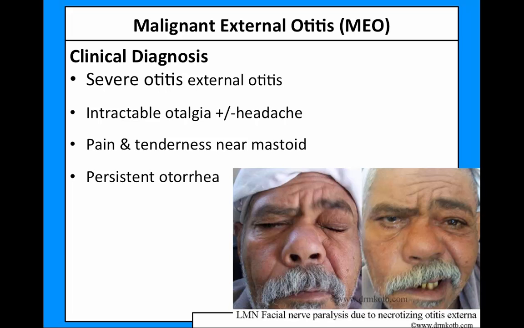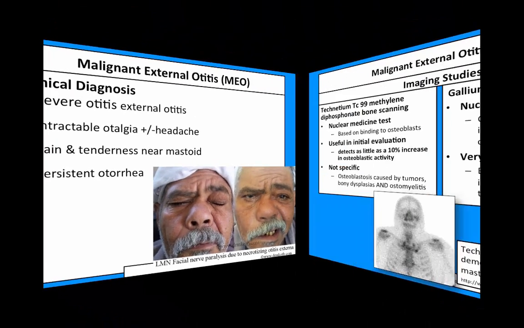So, malignant external otitis: the clinical diagnosis is severe otitis with intractable otalgia plus or minus a headache. So they can't get rid of that pain, with tenderness near the mastoid and persistent otorrhea. Patients with other presentations such as facial or cranial nerve palsy, those two are pretty bad because this carries a poor prognosis. Intracranial complications are the most frequent cause of death in patients with malignant external otitis.